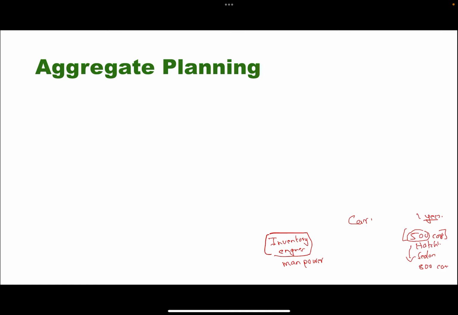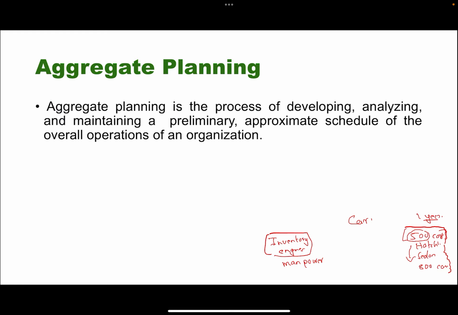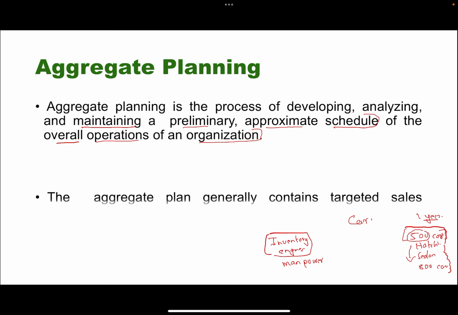This planning is aggregate, because you are not focusing on a particular model. You are calculating in aggregate what the production should be, what the inventory level should be, and what the manpower level should be. So all these come under aggregate planning. Aggregate planning is the process of developing, analyzing, and maintaining a preliminary approximate schedule of overall operations of the organization. So it mainly deals with overall operations. When should all the operations start?